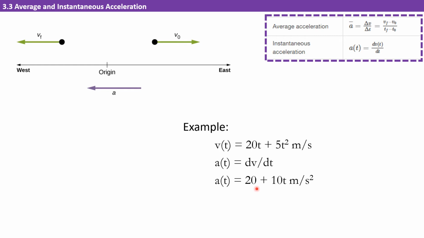And then we look at the 10, and so the way we get the 10 is that the 2 comes down, giving you 2. 2 times 5, giving you 10. And then you say n minus 1 for this, and so we just get t. Also realize that acceleration has the units of meters per second.